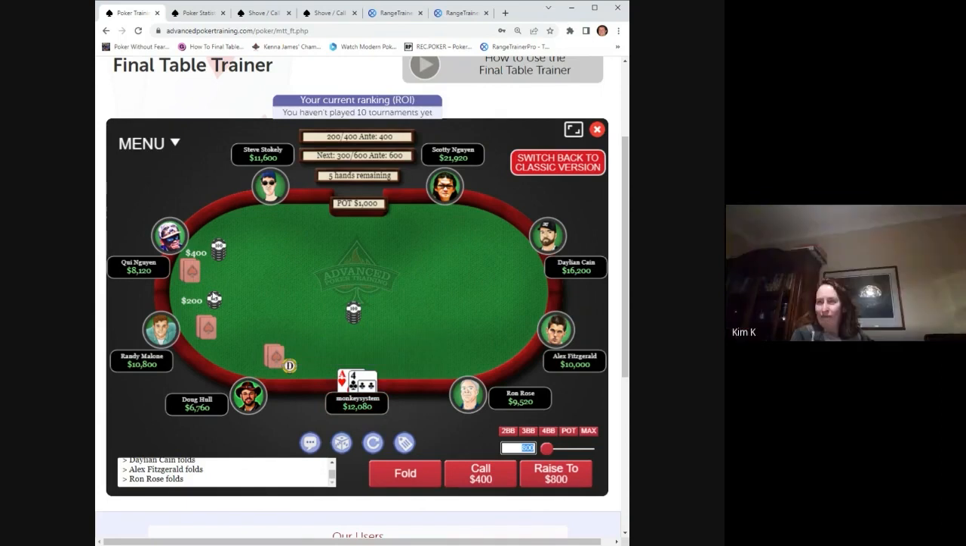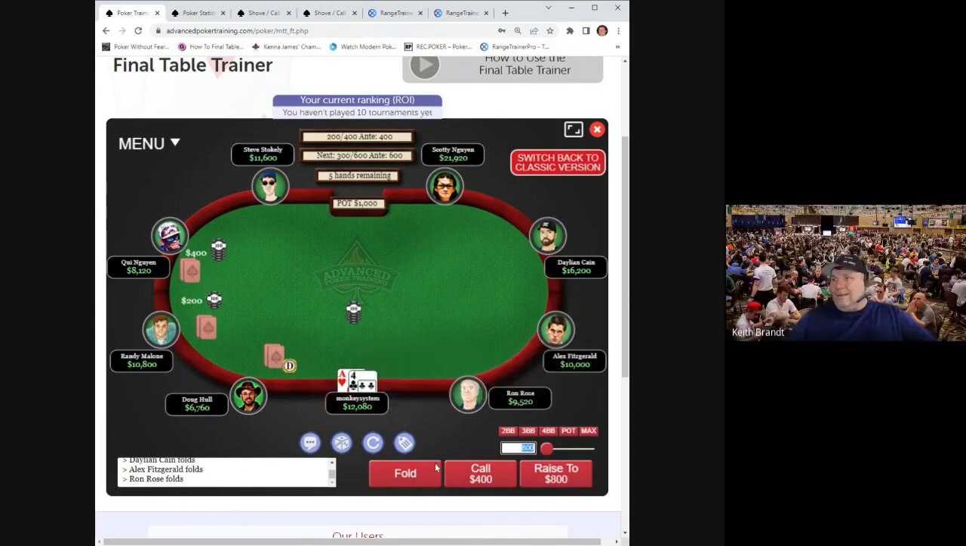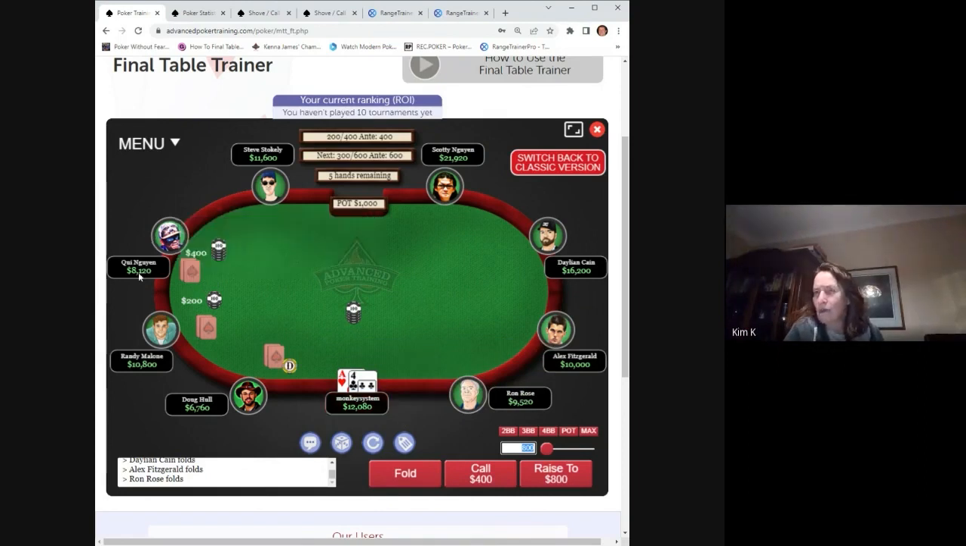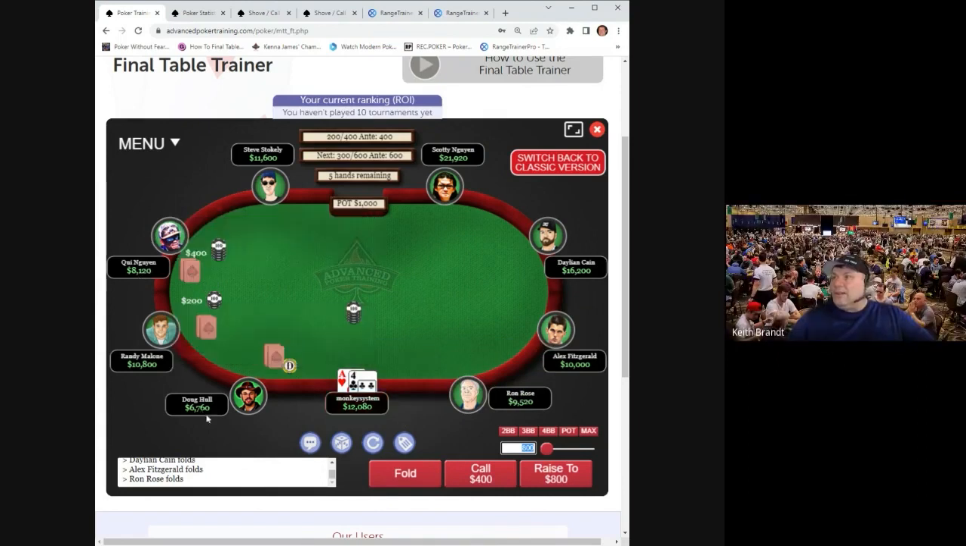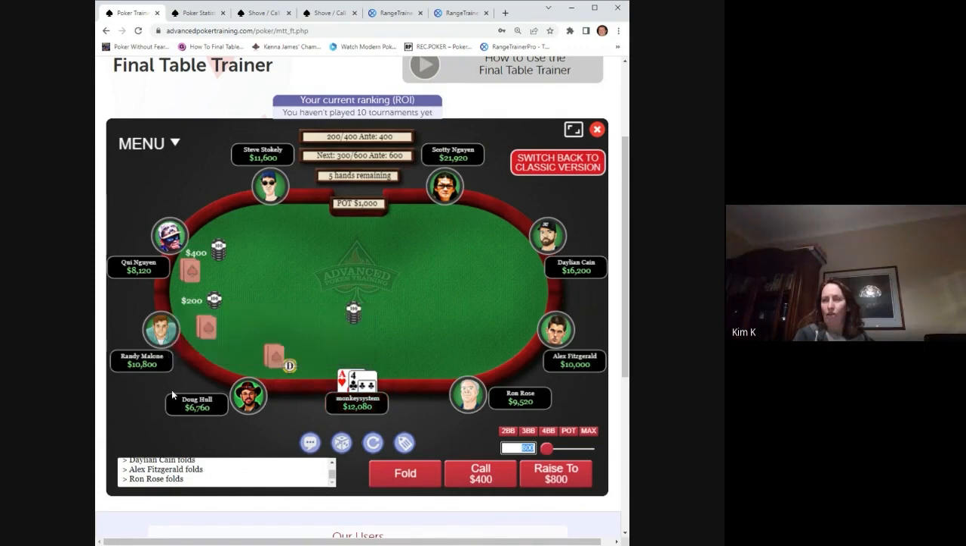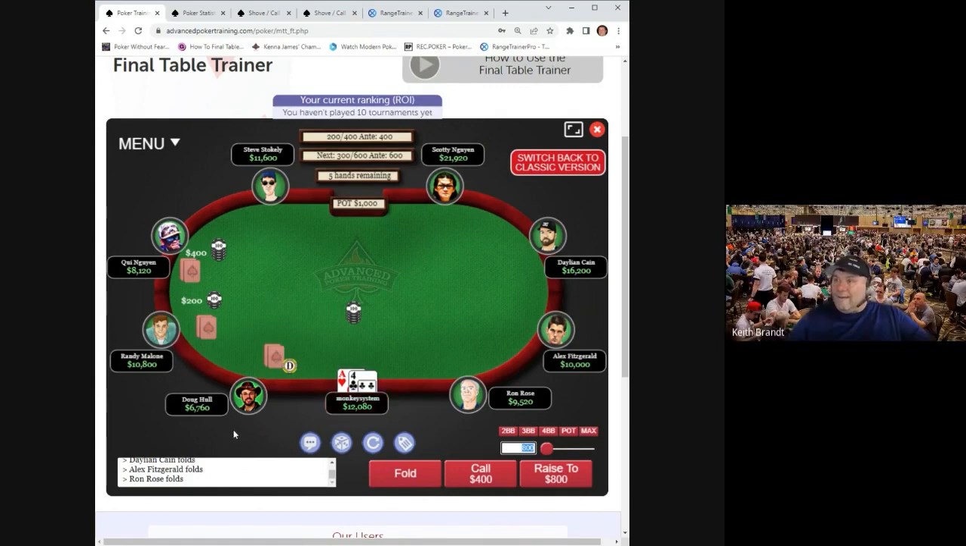As a matter of fact, I don't even mind a raise because we've got ICM pressure. Although he's got a lot of ICM pressure on him too. He doesn't want to go out before Doug Hull here goes out. I wish Doug Hull had already folded, because then they're looking at our raise and going, I can't go out here because this guy's short.